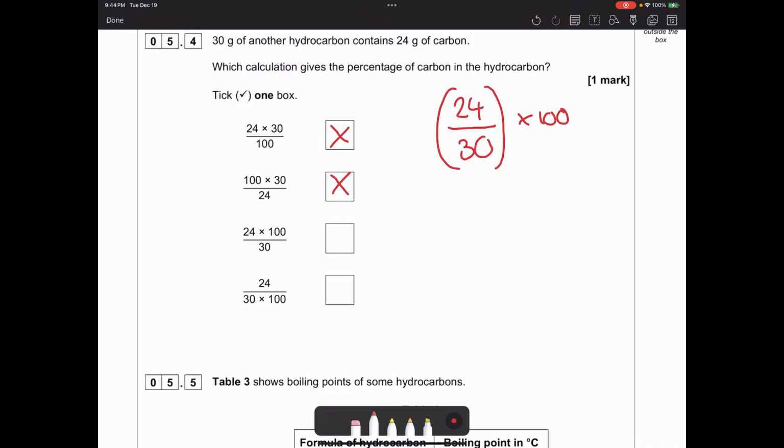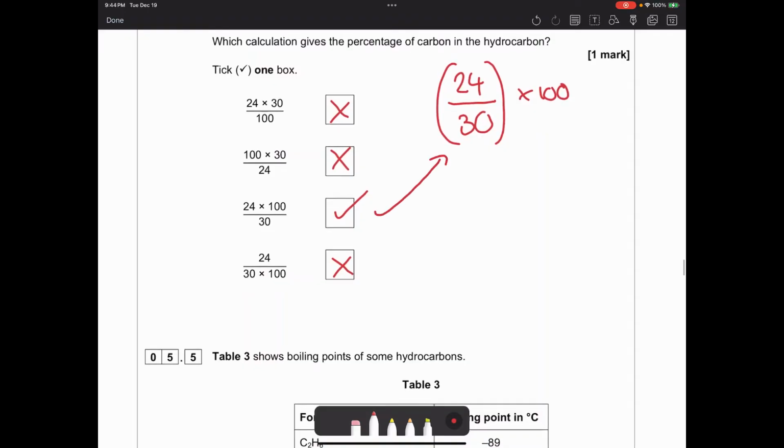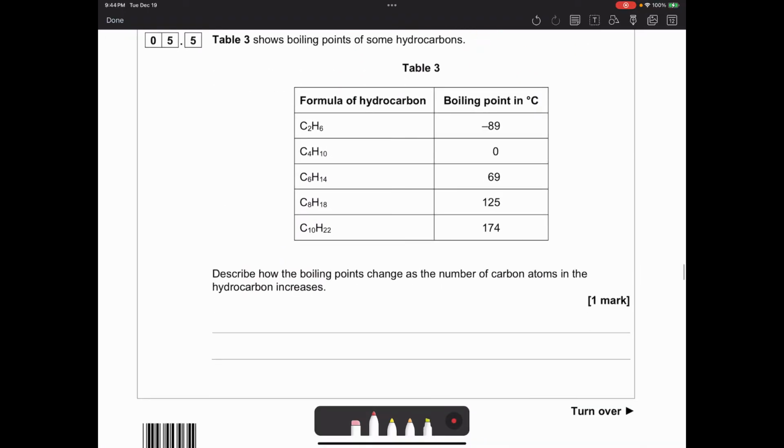24 over 30, it wouldn't be 30 times by 100, because that would be 24 over 3,000, so it wouldn't be that one. So therefore it would be the third one, which is the closest one to that.